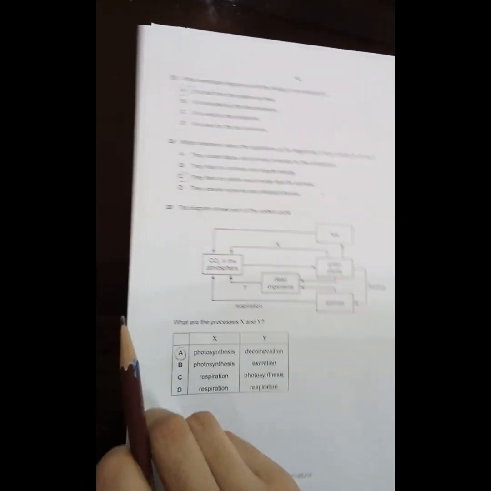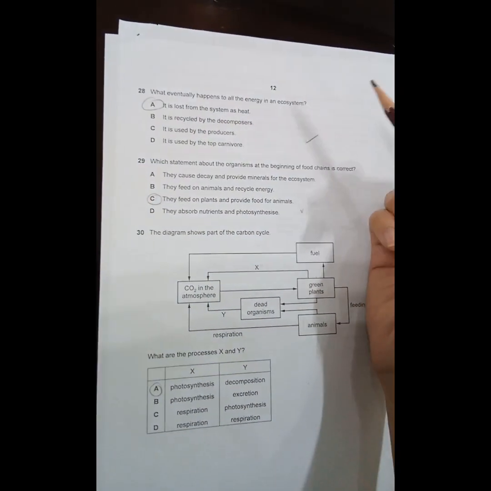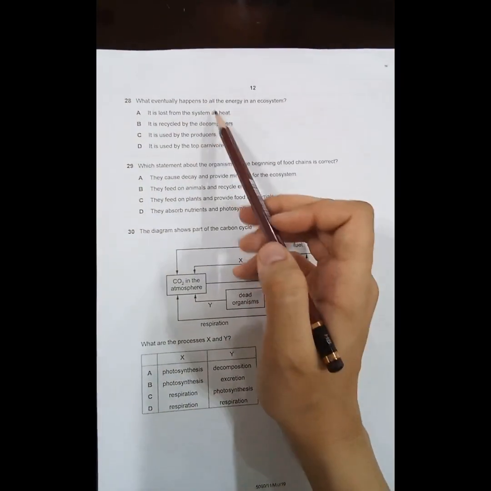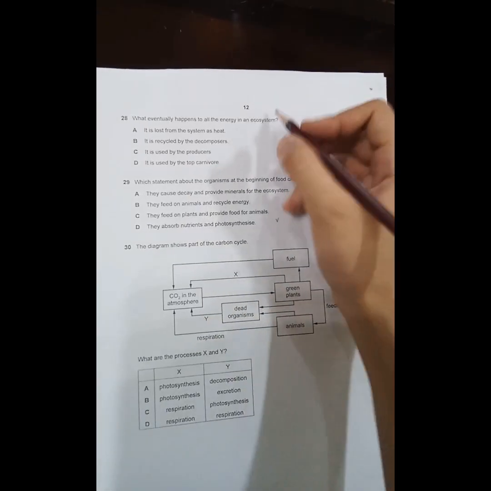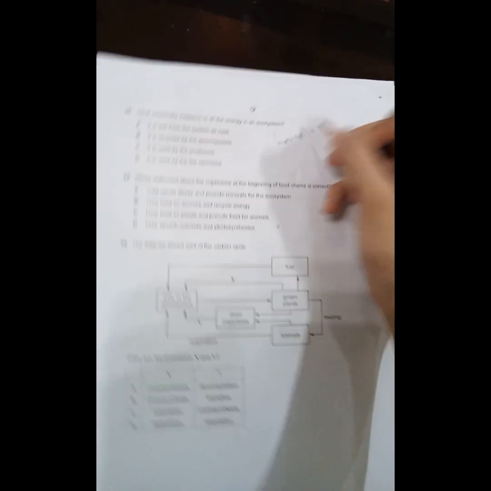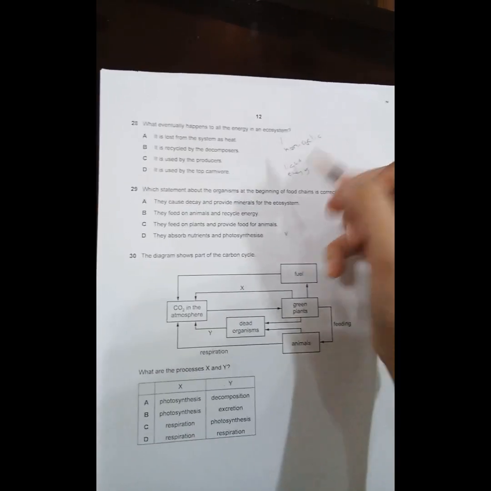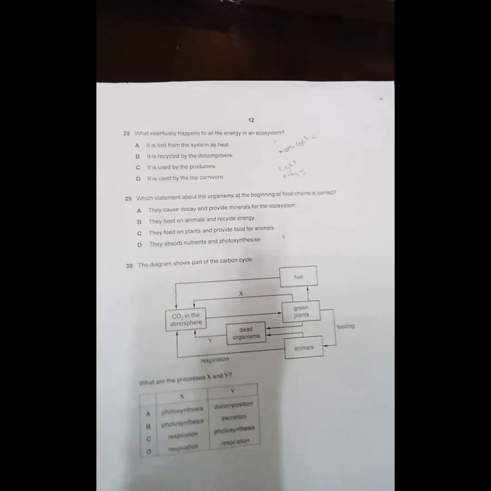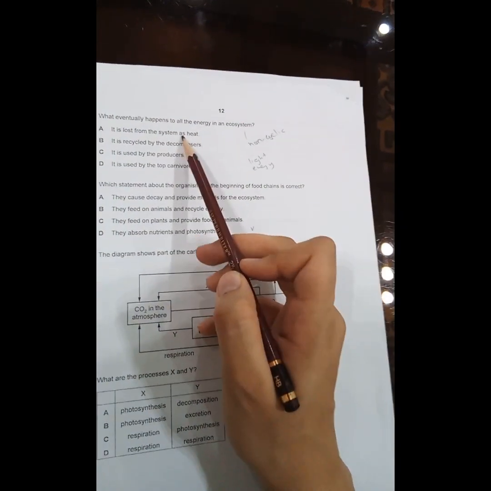Moving on towards question number 28. What eventually happens to all the energy in an ecosystem? We know the energy flows in a non-cyclic manner. What do we mean by that? It comes in as light energy and then ends as heat energy, because decomposers act on decaying matter and they respire and release heat energy. So it is lost from the system as heat.